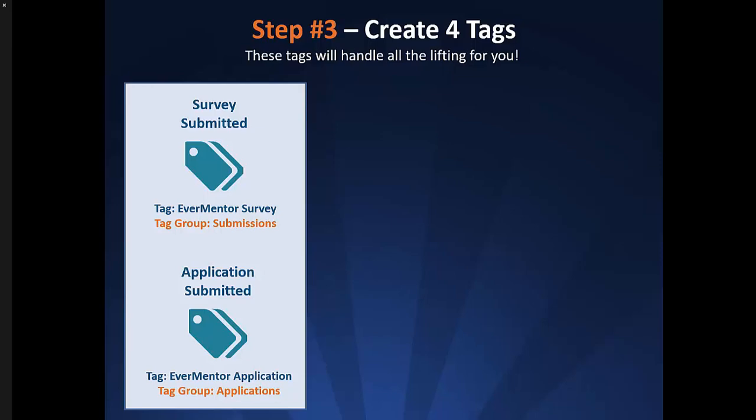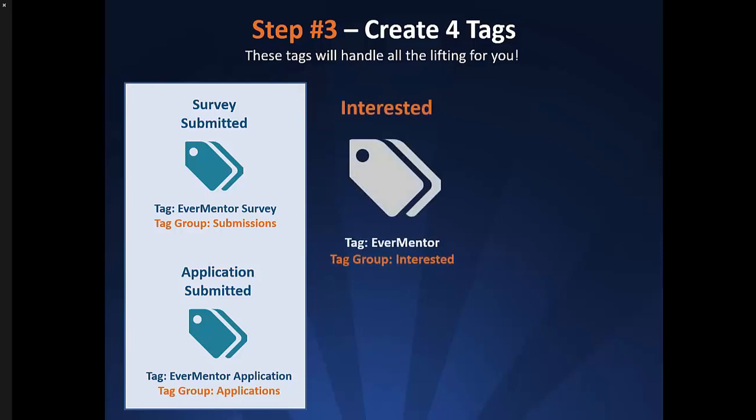But now we're going to get a little more detailed with our tags. What we're going to do is create a tag group called Interested, and we're going to create a tag in there called EverMentor. And so what this means is if they open up your survey and they say, okay, I am interested in EverMentor, you are going to fire off a tag for that one answer, and it's going to be in the group called Interested. And when that tag fires off, here's what happens.